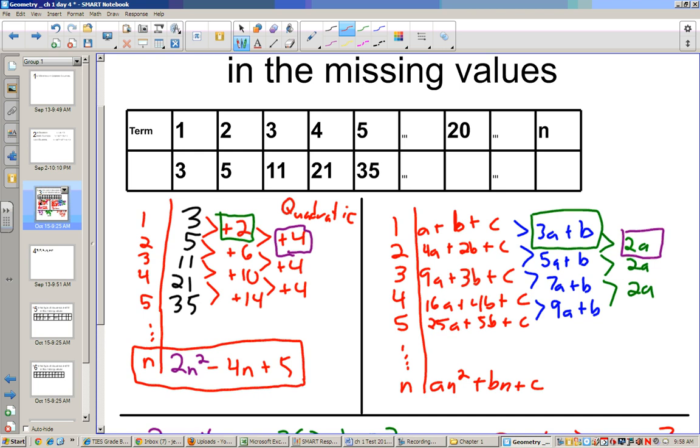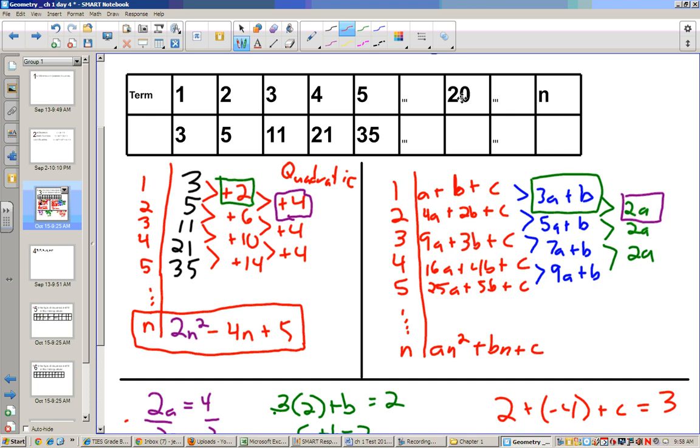Now if I want to find the 20th term, it's going to probably be a big number. We got to put 20 into this equation. 20 squared is 400, minus 4 times 20, plus 5. Well, 2 times 400 is 800. 800 minus 80 would be 720. 720 plus 5 is 725. And my formula is 2n squared minus 4n plus 5. All right, I hope that helps.